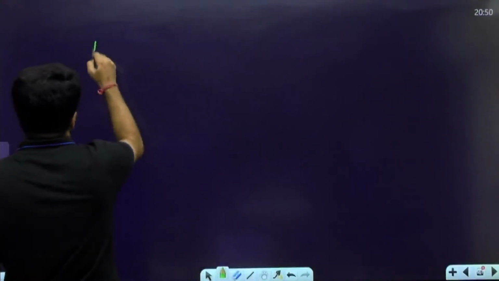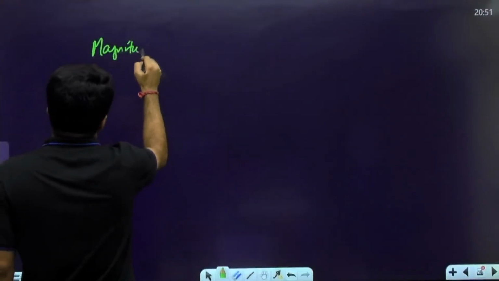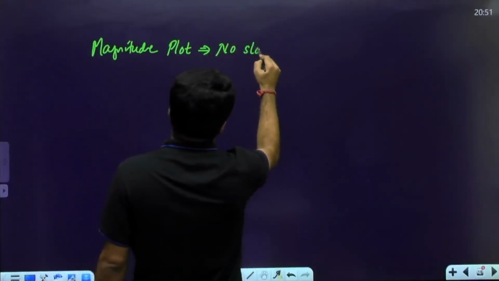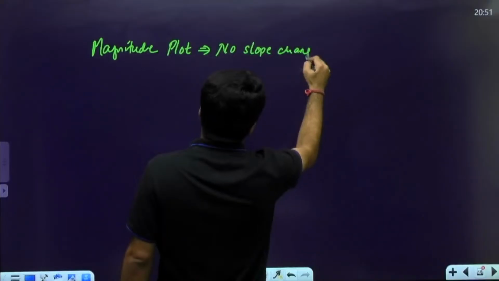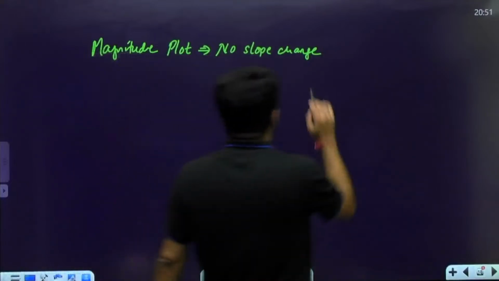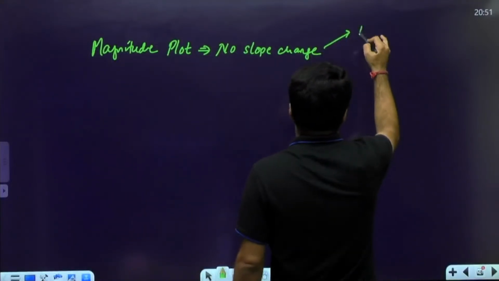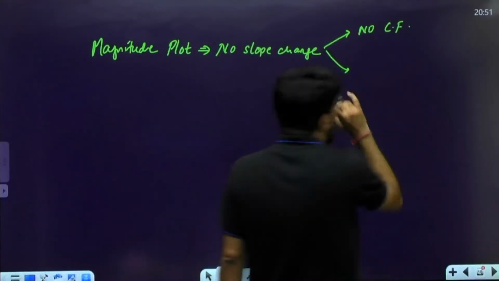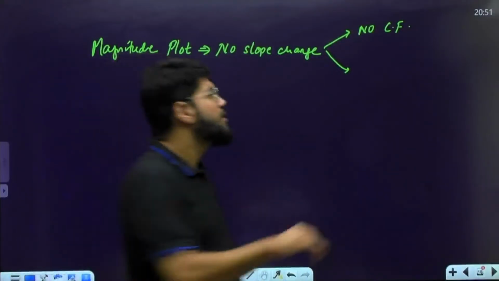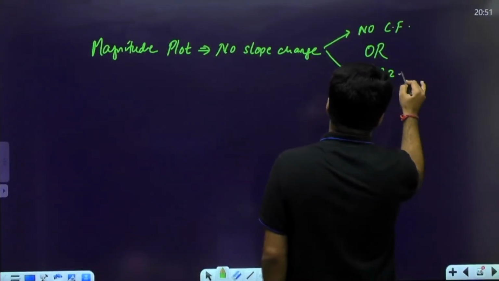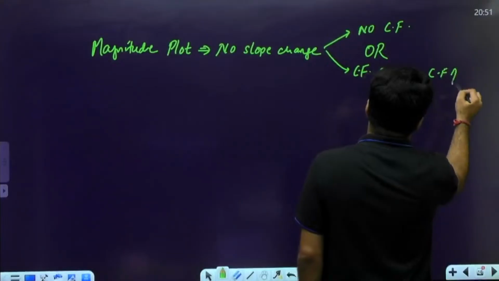Now there are two things. In the magnitude plot, what do you see? There is no slope change. In the magnitude plot, you clearly find that there is no slope change. Now because there is no slope change, there are two conditions. Number one, there is no corner frequency, as explained in the previous question. Or another condition, the corner frequency of the zero is equal to the corner frequency of the pole.